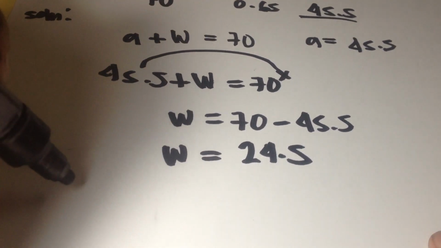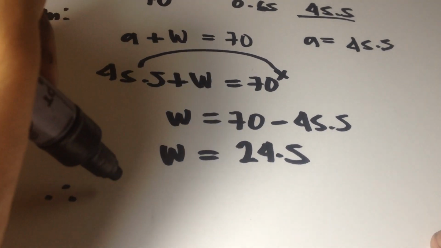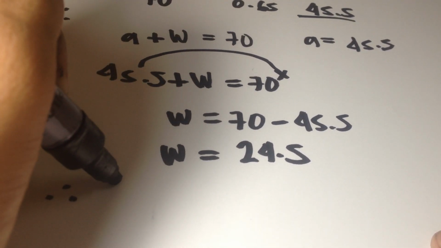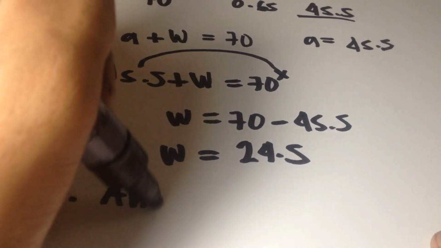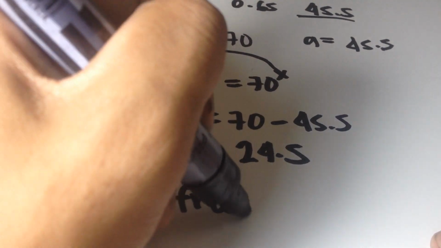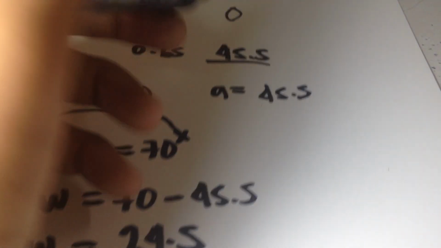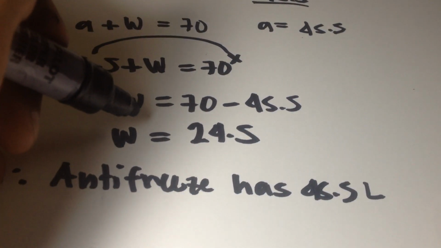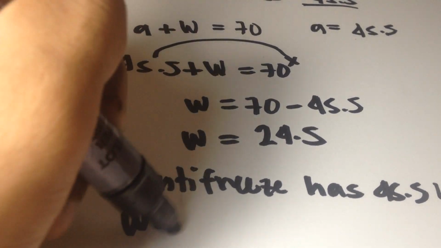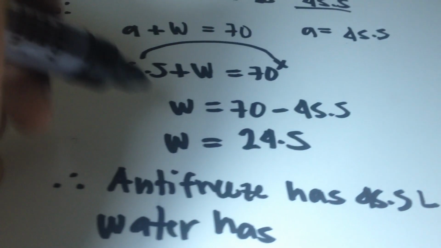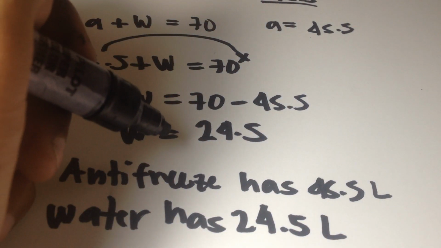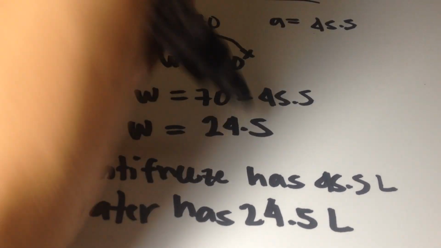Therefore, the antifreeze has 45.5 liters, so you write 45.5 liters here, and the water has 24.5 liters. Okay? And this is your final answer.